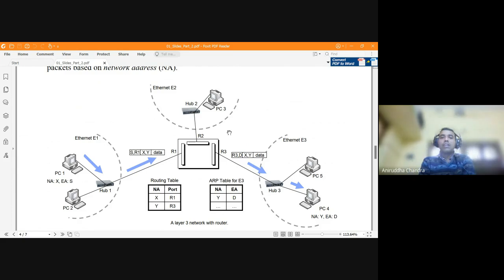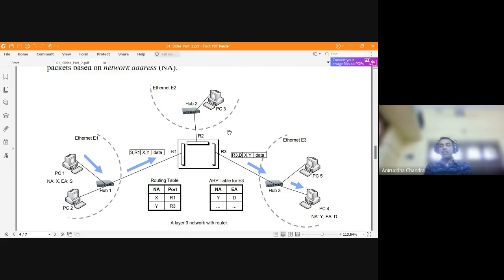Well, first of all, the router uses a different address pair. This address pair is called network address, or more popularly known as IP address. So the hub actually didn't read any addresses. The switch was working on the basis of Ethernet address, whereas the router is working on network address or IP address. The difference between Ethernet address and IP address, I will be discussing in the next slide.